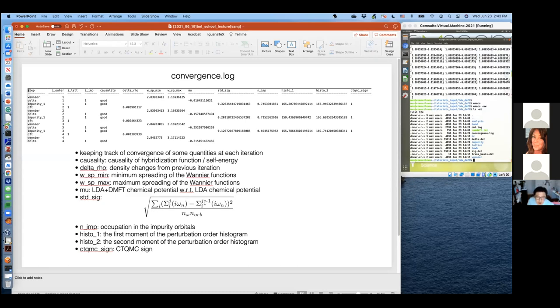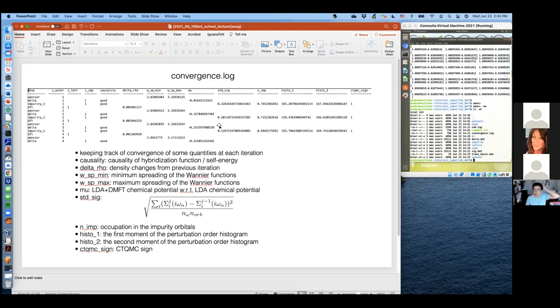We also calculate how the self energy changes at different iterations. Here, J is the iteration number, and I is the orbital number. So we are calculating the standard deviation of the self-energy at each iteration. We also check the number of electrons on the impurity site as a function of iteration. And this is the histogram information for the qsMC: this is the first moment and this is the second moment, so we can check how the calculation converges. We also print out the CTQMC sign at every iteration, so you can check how the CTQMC sign changes.